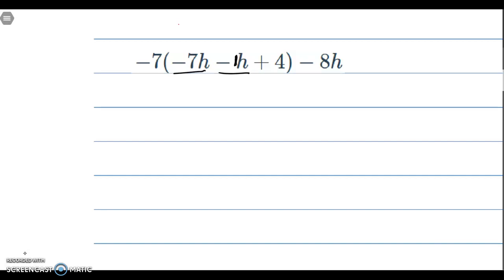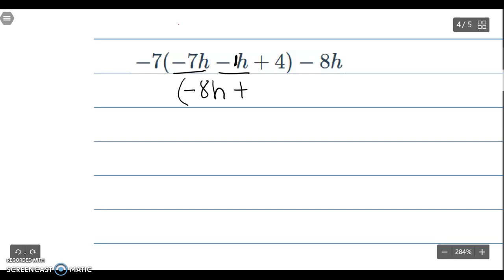So we're going to add them together. So it's negative and negative, the same sign, find the sum. So when we add those two, we get a negative 8h. And I'm going to leave everything else in the parentheses, the plus 4, and write everything outside that was already outside.